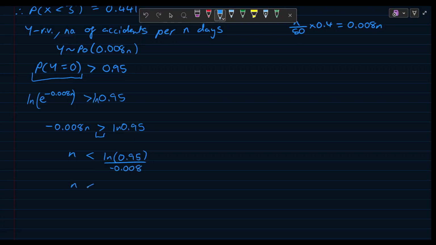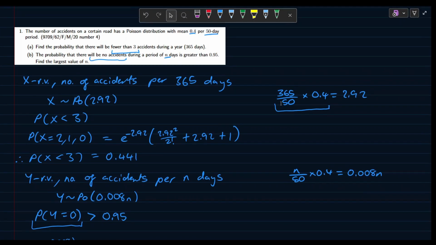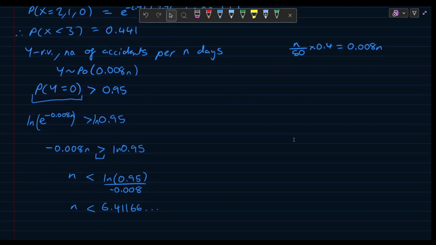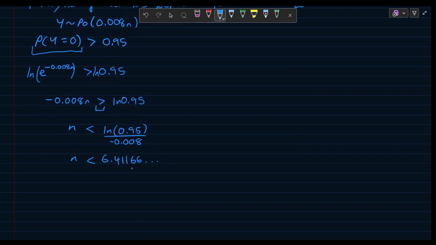So n is less than, let's punch this into the calculator, ln 0.95 over negative 0.008, and this gives us 6.41166 and so on. Okay, and what do they want? They want the largest possible value of n. So n represents the number of days, so n must be an integer. So the largest integer that is less than 6.4 is going to be 6. So we can say that n is equal to 6, or largest n is 6, and this will be our final answer.